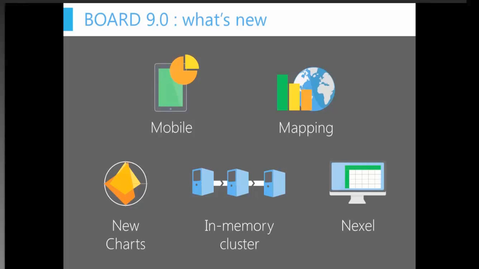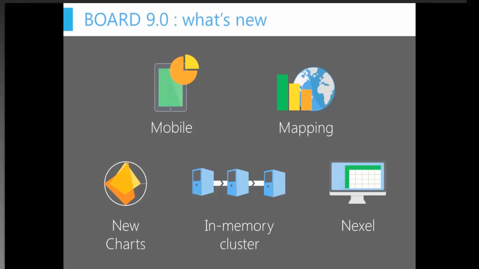The first one is we'll talk about mobility. We'll go through a new mapping feature, which is really cool if you're representing data on a map. Perhaps you want to see where your customers are located or where your revenue's coming from. We'll go through some new chart features, then talk you through in-memory cluster, which is nerdy but good, and then we'll cover off Nexcel, which is really infusing Board with some Excel type features.